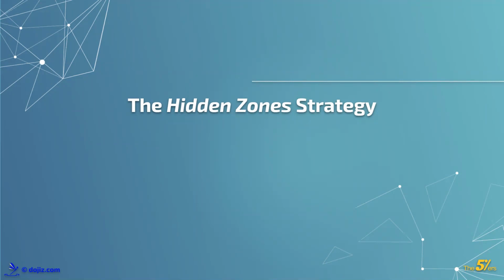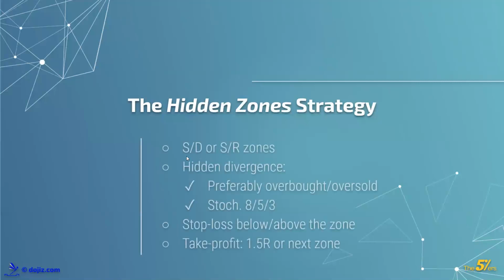Note that the mental trading skill set workshop is relevant for any trading methodology and any time frame you choose to use. This is just an example. This trading strategy is based on supply, demand, or support and resistance zones, along with hidden divergences. I'll explain in a minute what a hidden divergence is. Preferably around the overbought or oversold zones. And I use here the stochastic oscillator set to 853. You can use CCI, you can use RSI, but stochastic is somewhat better for this strategy.